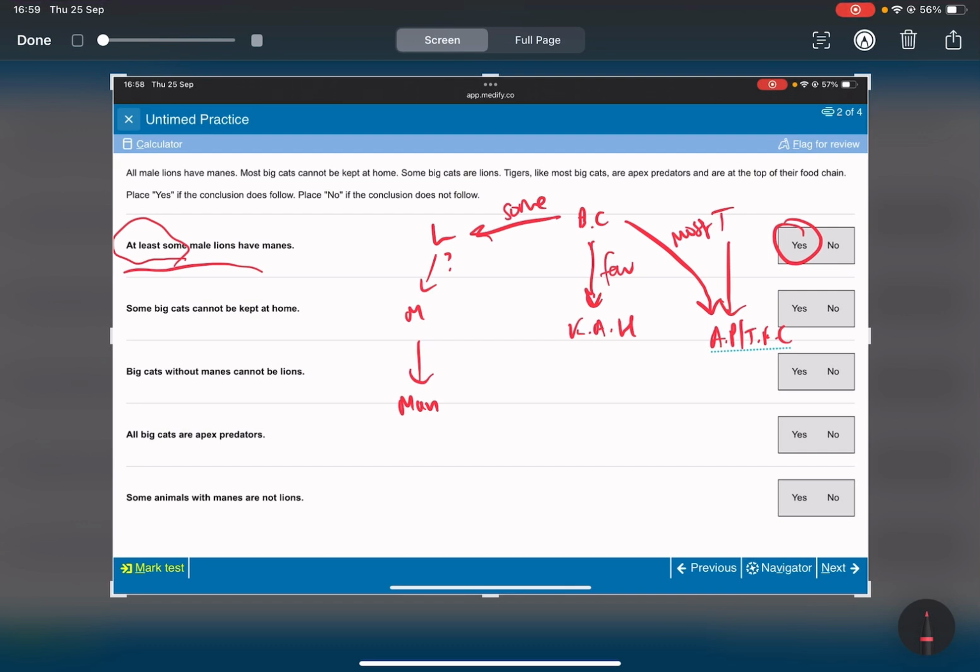Some big cats cannot be kept at home. Yes, because only a few can be. Big cats without manes cannot be lions. No, because we only talked about male lions. They could be female lions, for example.